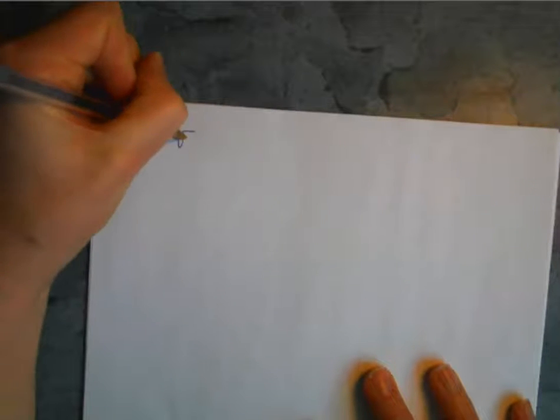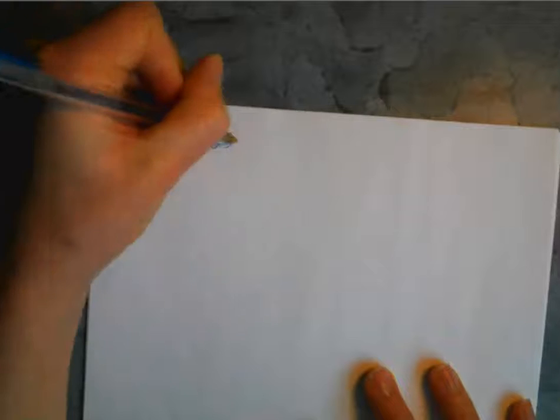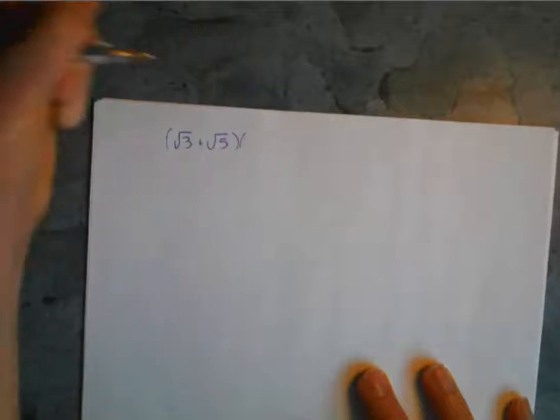So the first one was number 5, where you needed to, sorry, let me just scroll back up here to that question and see. So you needed to expand the expressions and simplify. So the first one was root 3 plus root 5. And those were in brackets and they were squared. So I'm just going to start out by squaring it to expand it.